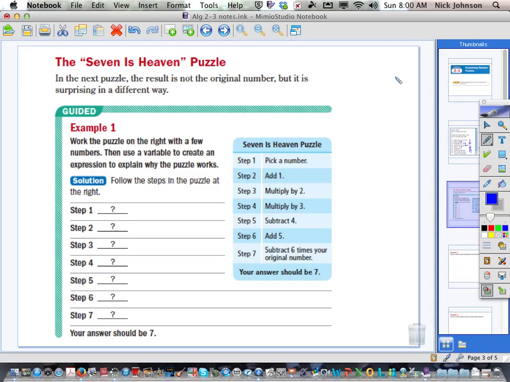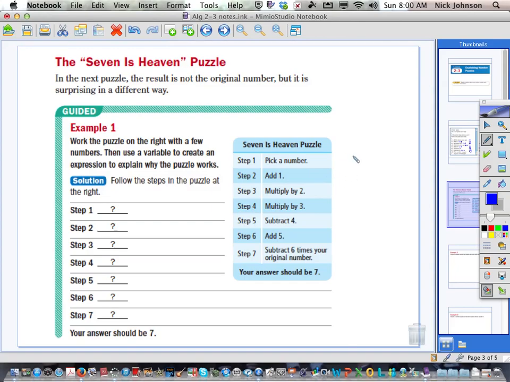Here's another puzzle that makes everybody go crazy. It's the 7 is heaven puzzle. In this next puzzle, the result is not the original number. It's not a number you started with, but it is surprising in a different way. It says work the puzzle on the right with a few numbers. Then use a variable to create an expression to explain why the puzzle works. So, the 7 is heaven puzzle.